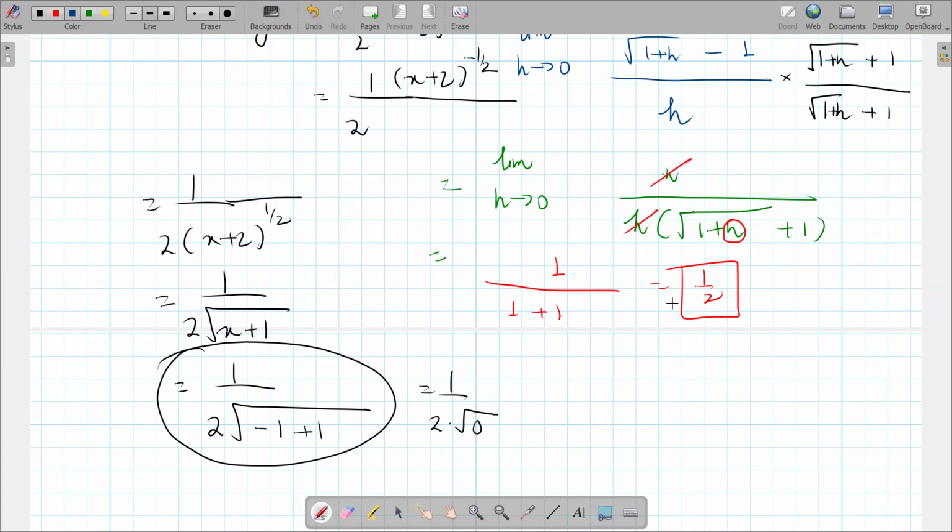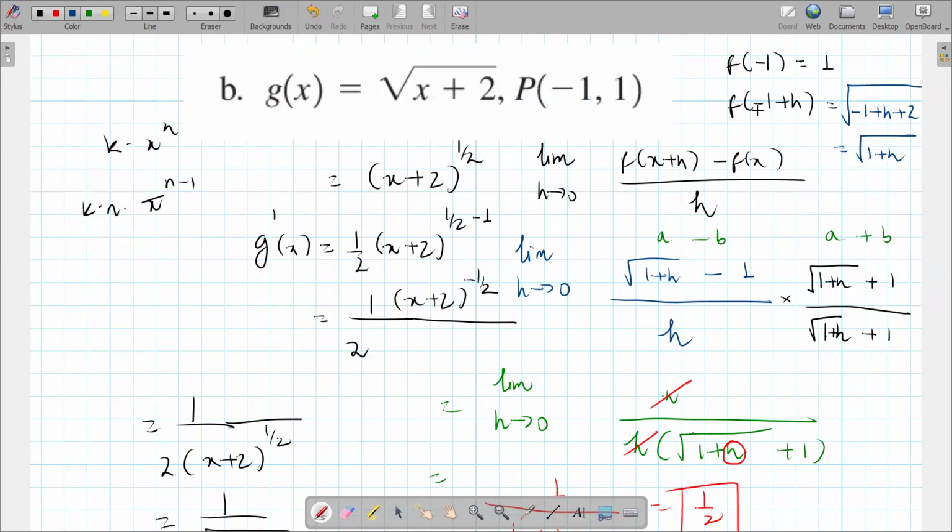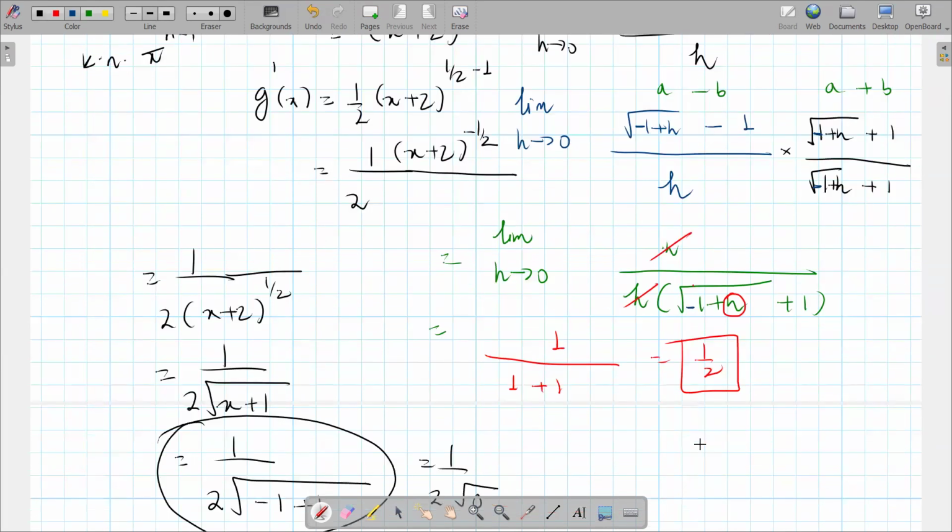But that's not what we had here. So what happened here? All right, I get it. Yeah, I forgot the minus sign. There's a minus sign here. Negative 1 plus h, negative 1 plus 0 plus 1. Yeah, so essentially what this means is that there is no derivative.